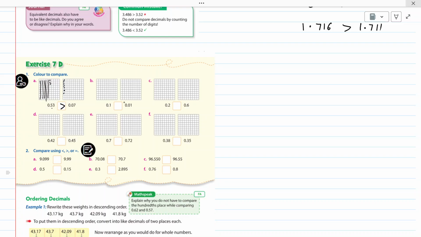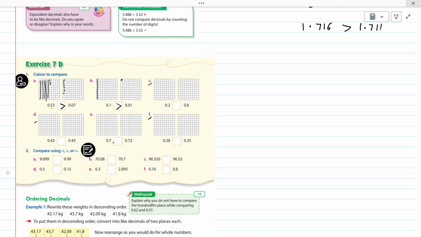Now let us compare the second part. 0.1 means at the 10th place we have one row shaded. Now the next number is 0.01. That means at the 10th place we have nothing, and the 100th place has one shaded box. And we can very well see that this is smaller and this is the bigger part shaded. So I'm leaving this question and this question for you, and let me pick this part.